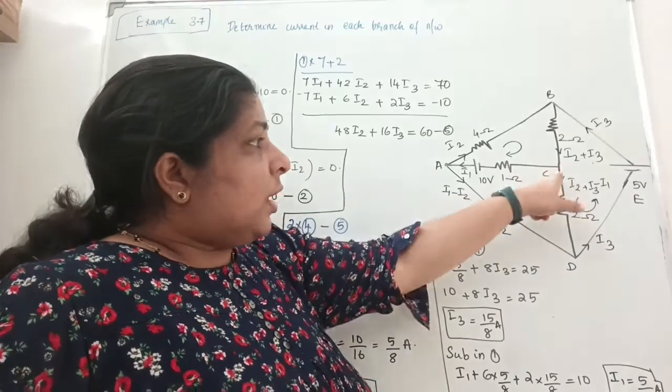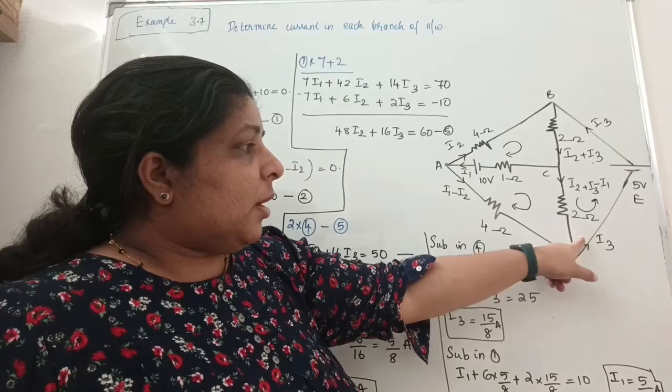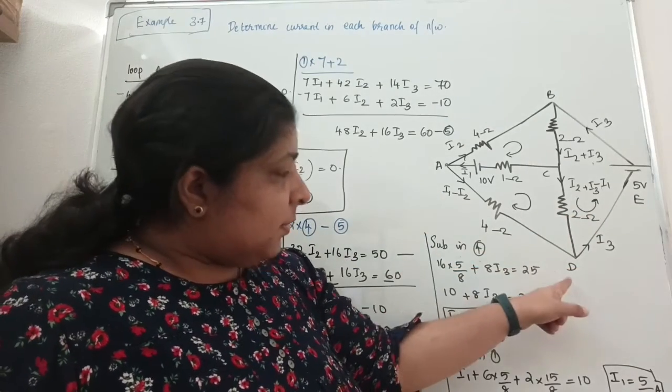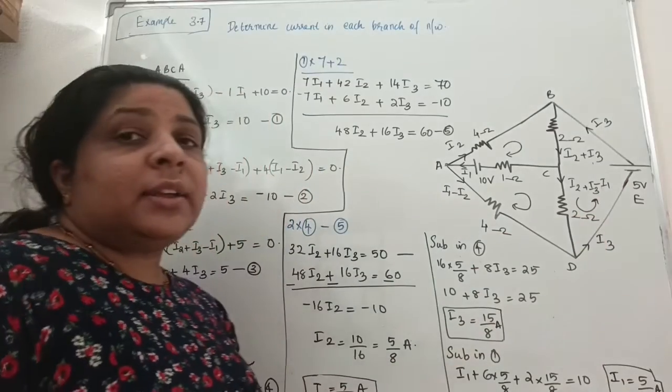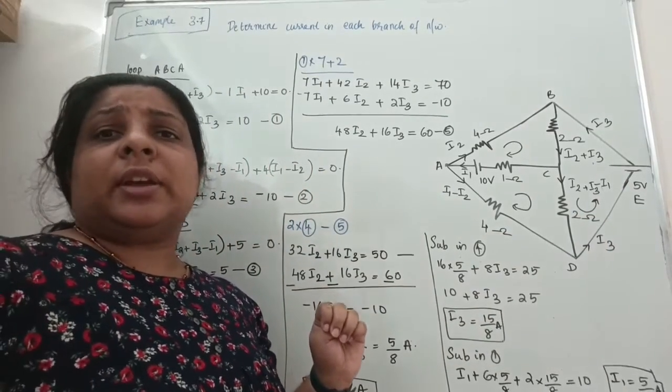Then at this junction I1 is going here, so I2 plus I3 minus I1 will come down. At this junction, I2 plus I3 minus I1 plus I1 minus I2, that is I3, will be going back. So this is the circuit actually.